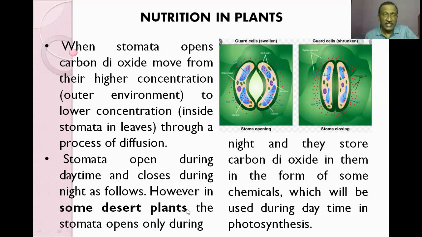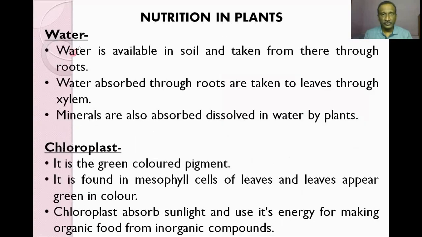However, some desert plants are not in a state to keep the stomata open during daytime, because if the stomata are open during daytime, a lot of water vapor will be lost. So these plants have a special mechanism: they keep their stomata open during night. They take the carbon dioxide, convert it into some molecules, store it in that form, and use this carbon dioxide during daytime. So during the day their stomata are closed and during night their stomata are open. Learn these two diagrams. These are given in the NCERT book and very often they are asked as labeling questions.